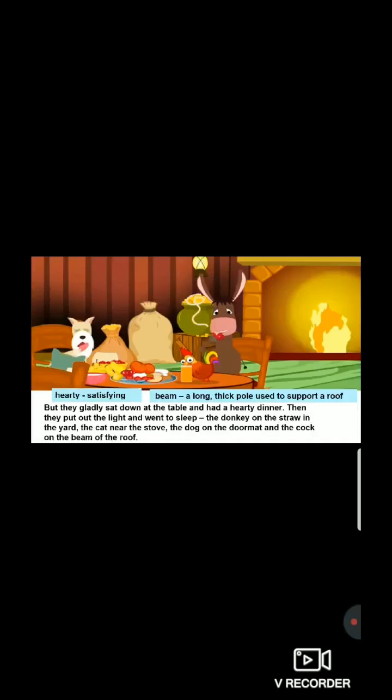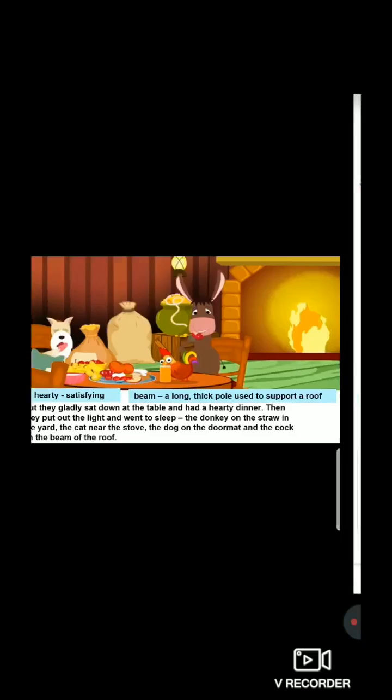जैसे कि यहाँ पर भी डॉग कहाँ सो रहा था, डोर मैट पे, जहाँ पर डोर होता है, मेन डोर, वहाँ पर मैट होता है, वो वहीं पर ही सोता है. And the cock on the beam of the roof. Now cock कहाँ रहता है पता है आपको, अगर आप देखोगे तो वो छत के ऊपर ही रहता है मोस्टली. राइट. तो वहाँ पर भी वो एक रूफ के ऊपर बैठा था.